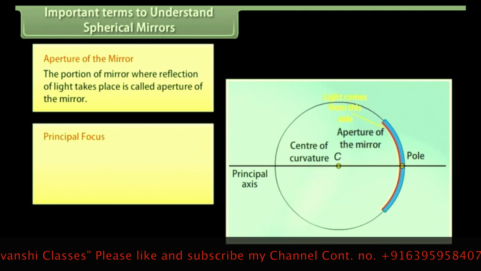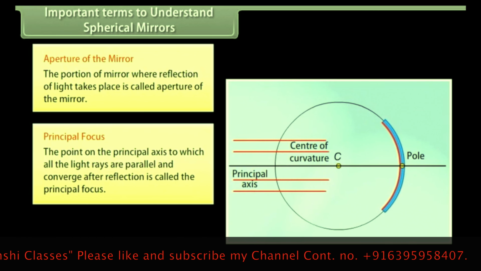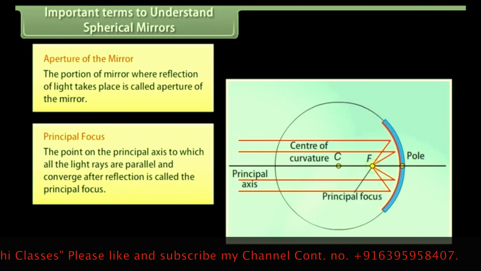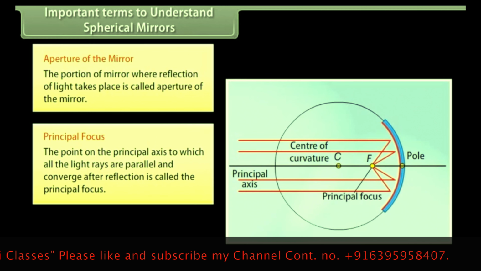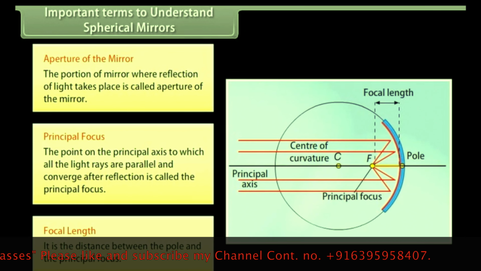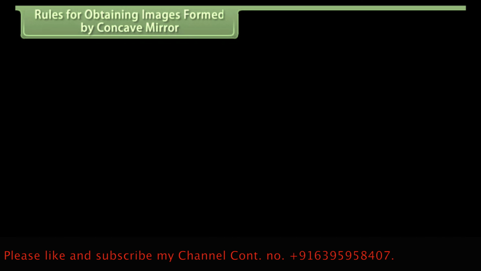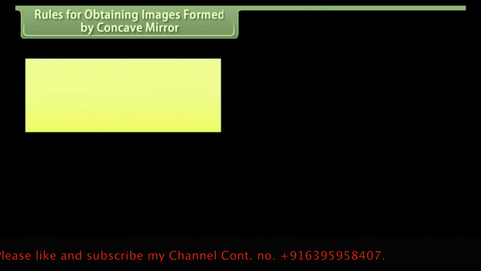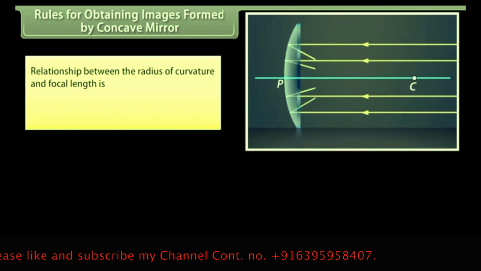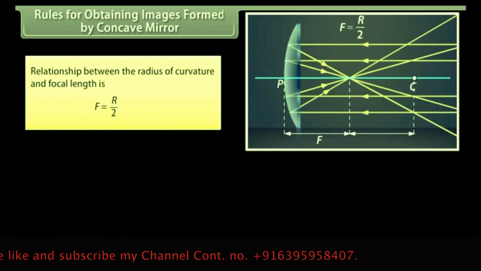Principal focus. The point on the principal axis to which all the light rays parallel to it converge after reflection is called the principal focus. Focal length. It is the distance between the pole and the principal focus. Rules for obtaining images formed by concave mirrors. Relationship between the radius of curvature and focal length is F is equal to R upon 2.